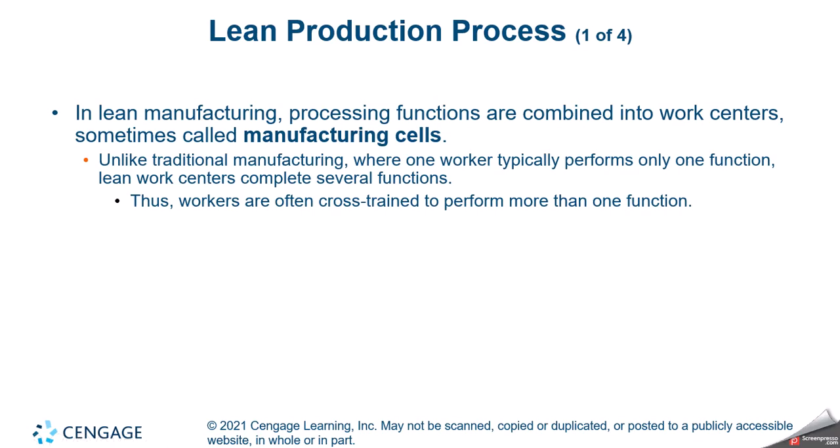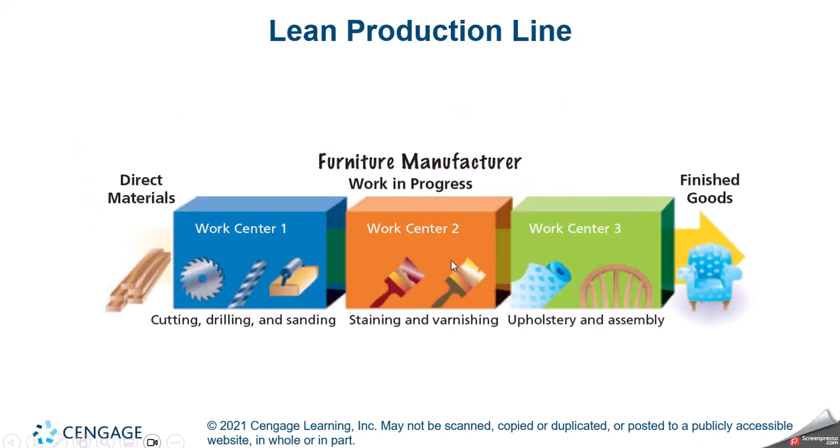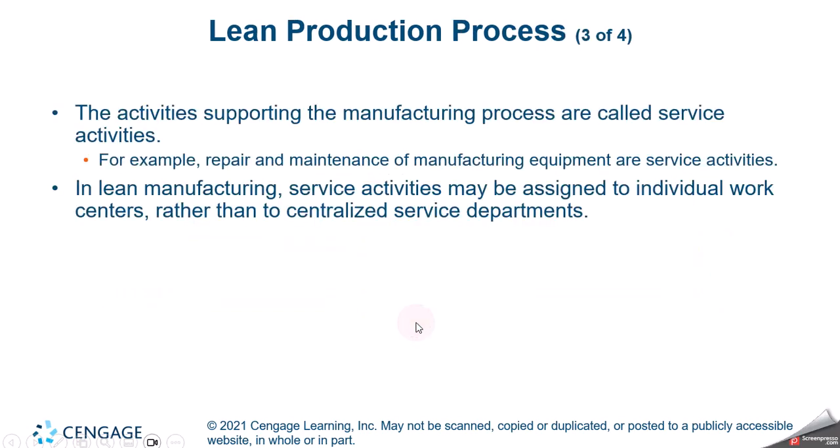So in a lean production, we're going to try to combine some of those. We're going to have one group that cuts, drills, and sands, in a process that goes much smoother rather than moving it from the cutting section to the drilling section to the sanding section. Then the next group is going to stain and varnish. And then the third group upholsters the item and assembles them. So it makes it a little more streamlined and a little more efficient. So that's ultimately our goal.